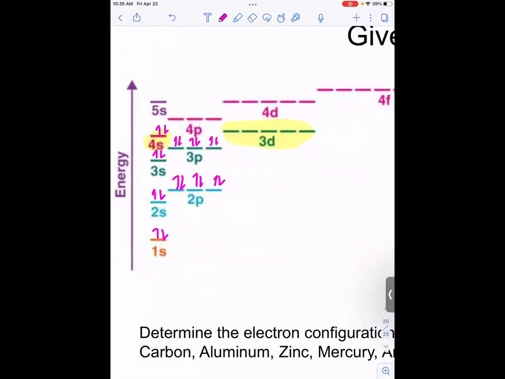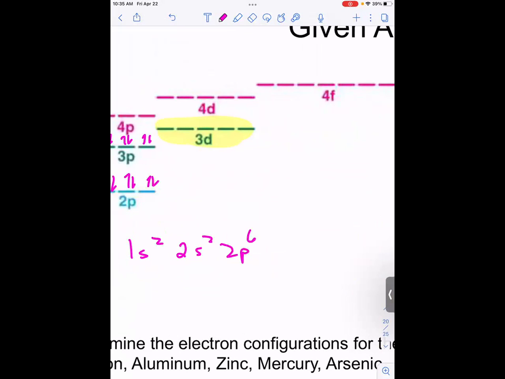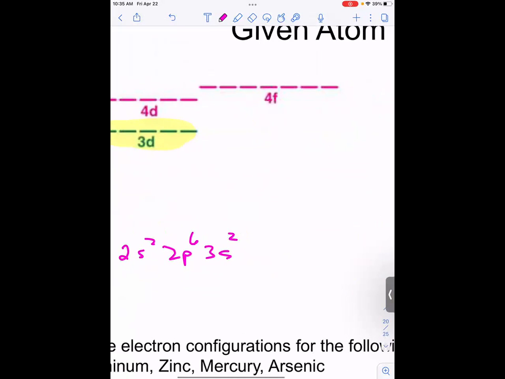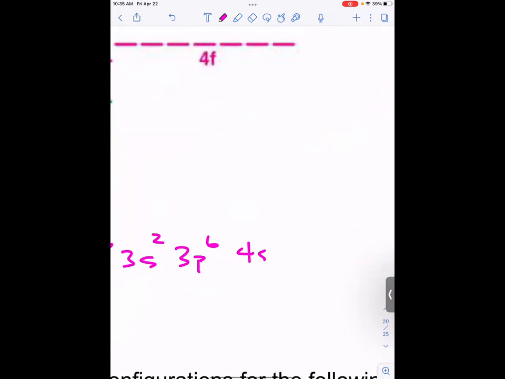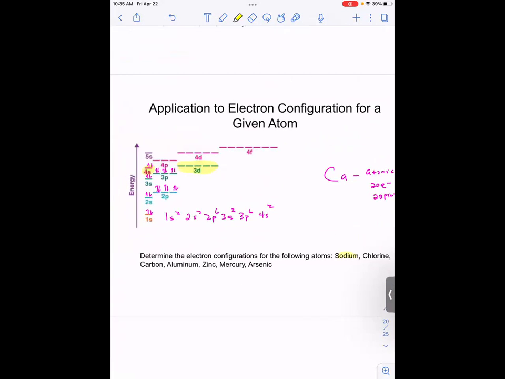All right, so we did that. So that's 20 electrons. So the electron configuration for calcium is 1s2, 2s2, 2p6, 3s2, 3p6, 4s2. What's the valence shell here?